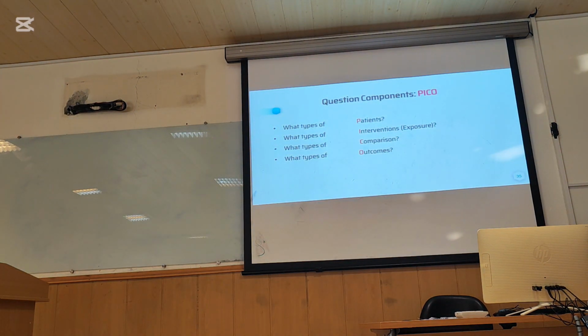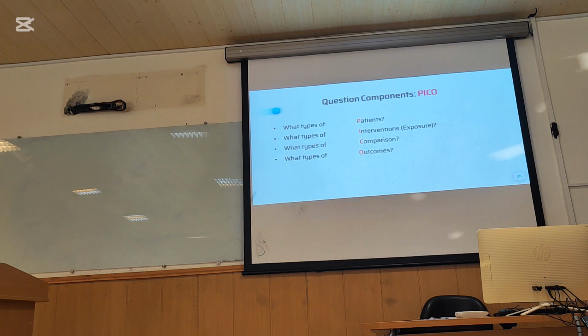Also, we talked about PICO. PICO is an approach for formulating a research question. P means patient or population. I, intervention or exposure. C refers to the comparison group, and O means outcome.